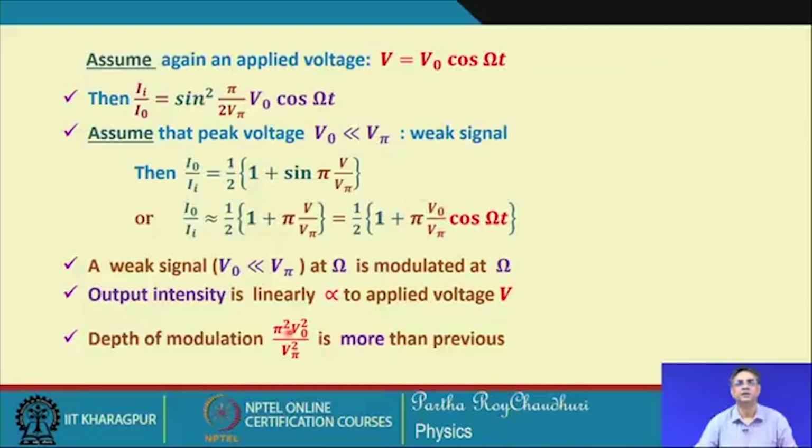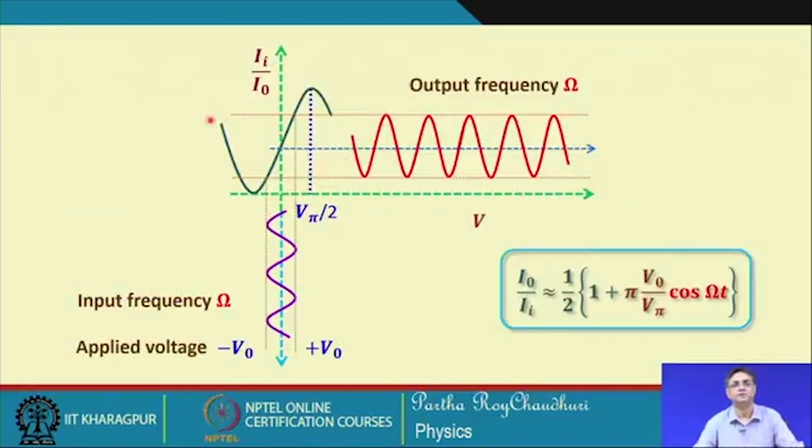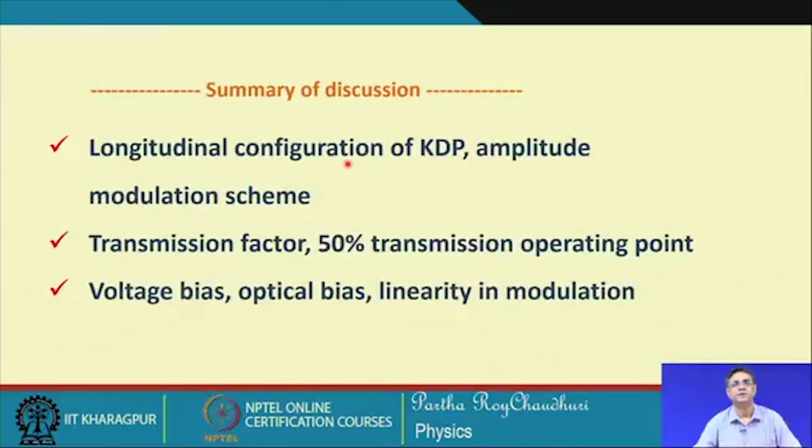So, the depth of modulation is pi square V 0 square by V pi square, because on the earlier occasion it had 8 in the denominator. So this is 8 times more depth of modulation. And if you look at the output waveform, earlier you were at this point, and the output frequency will be here.